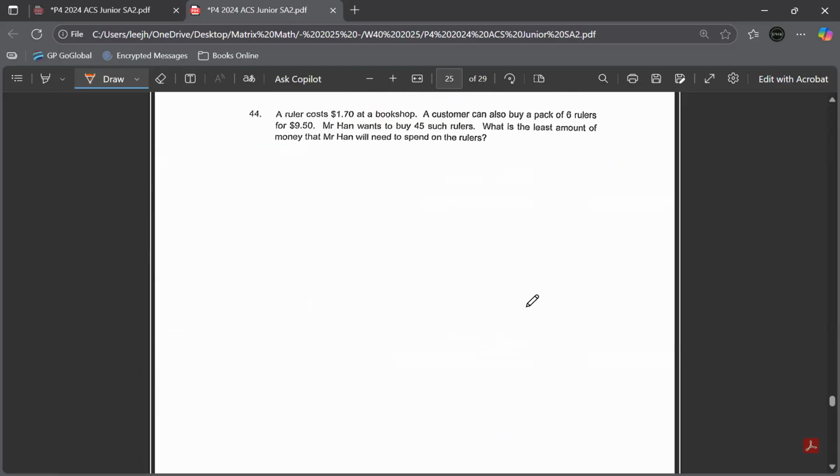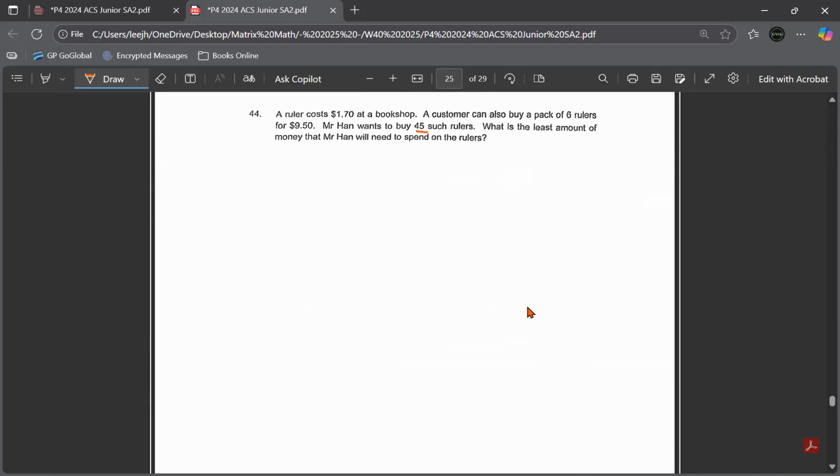Question number 44. A ruler costs $1.70 in the bookshop. A customer can also buy a pack of 6 rulers for $9.50. Mr. Han wants to buy 45 such rulers. What's the least amount of money that Mr. Han need to spend on the rulers? So obviously, you will buy in packets of 6 first, because that will be a better deal.